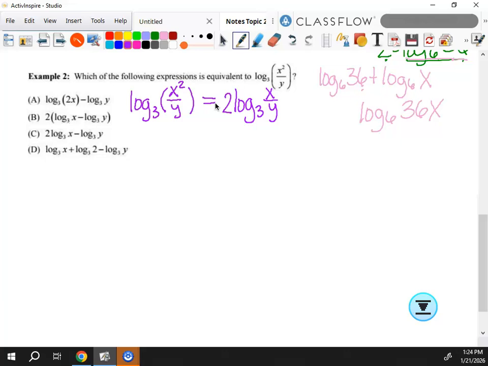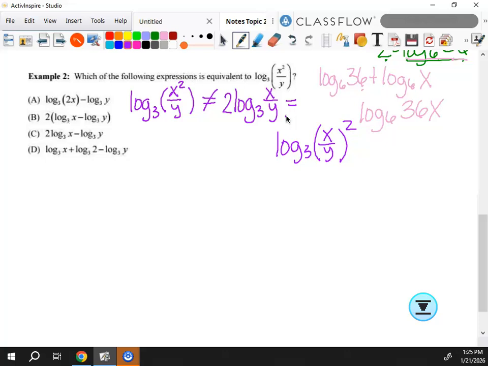Is what I just did actually legal? Yes or no? No. Why not? The 2 only goes to the x, right? And so these are not equivalent. This would have to be log base 3 of xy with the 2 on the outside. If the 2 was on the outside, then it would equal that. You see the difference there? So you have to be careful about willy-nilly throwing your exponents out.